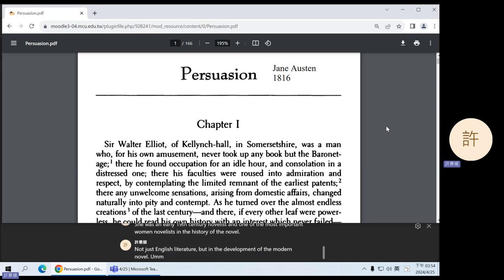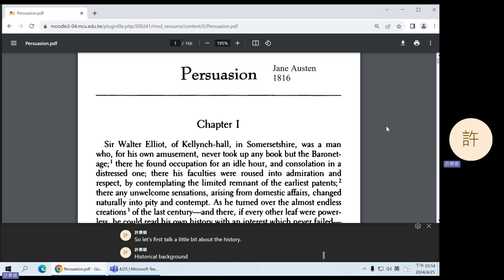So let's first talk a little bit about the historical background, and then I will introduce the author, and then I will talk about the book. And then finally, I will guide you to understand how to use this unexpectedly thick handout.